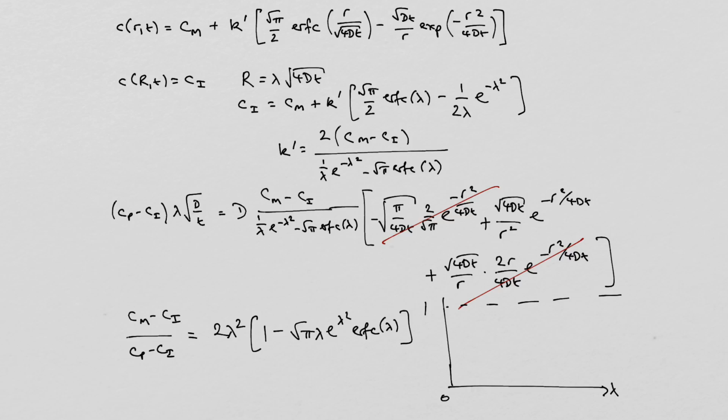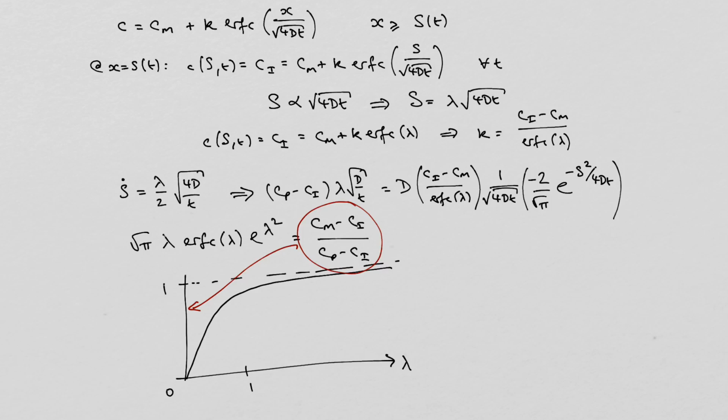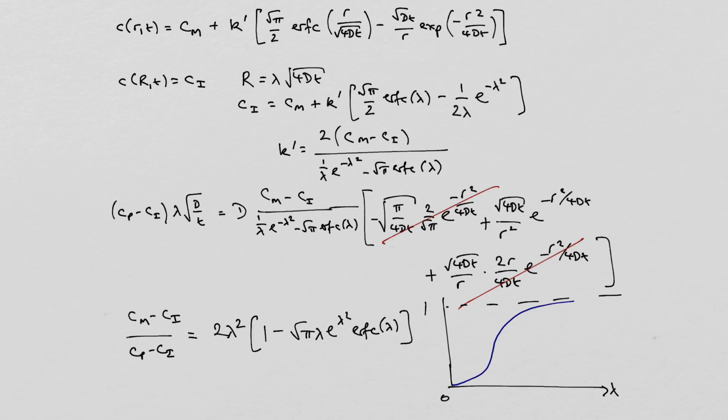How's this going to behave at small lambda? As lambda tends to 0, complementary error function goes to 1, e to the lambda squared goes to 1, but lambda goes to 0. So this term vanishes as lambda tends to 0, so it's just 1 in the square brackets. So it goes like lambda squared. Okay? So it looks, that's not a brilliant drawing again. But compared with this one, which went linear at small lambda, this one is quadratic at small lambda.